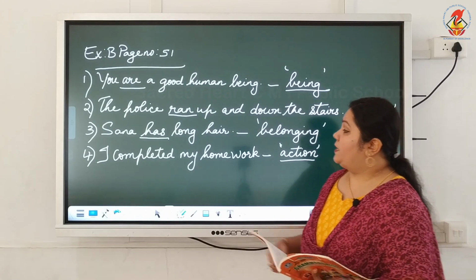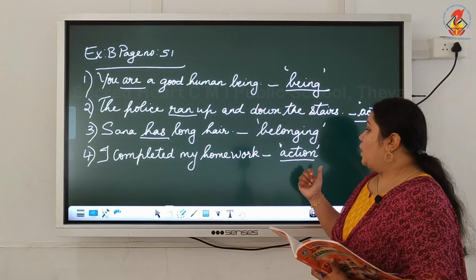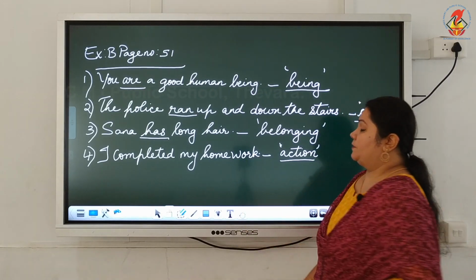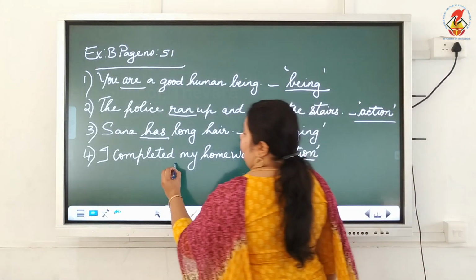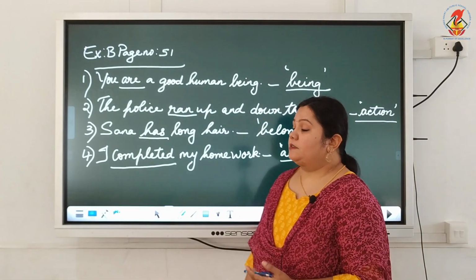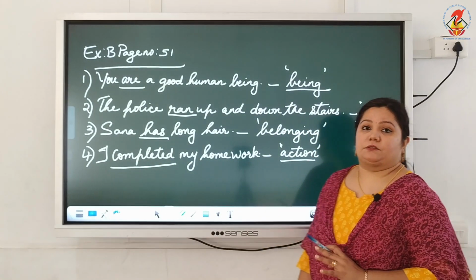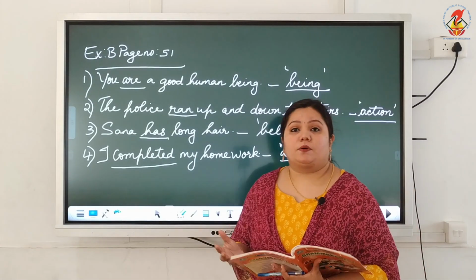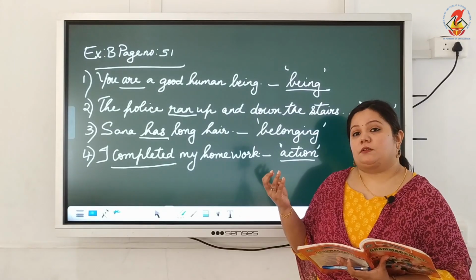Now the next one, I completed my homework. That is a sentence. Next one. So here we underline the verb completed, denoting an action, and we write here action. Alright, so that is what we are supposed to do here. Underline the verb and mention if it is action.